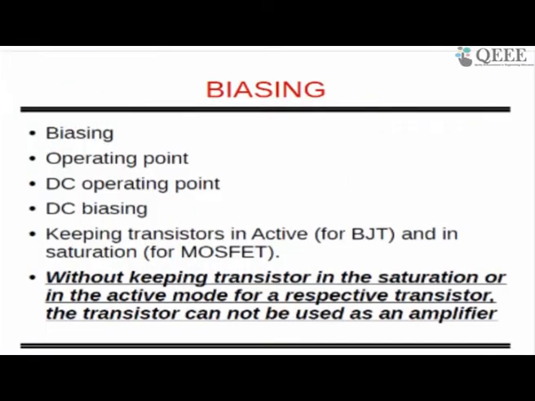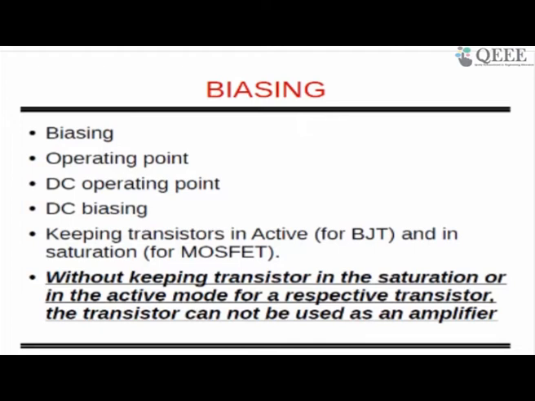Next part, there is another word which is very important. It's known as biasing. You may have learned it or you may have heard it, but there are some more synonyms which are used in the electronics engineering community. One is operating point, one is DC operating point, or some people call it DC biasing. So the role of biasing is to keep your transistor in a particular region of operation.